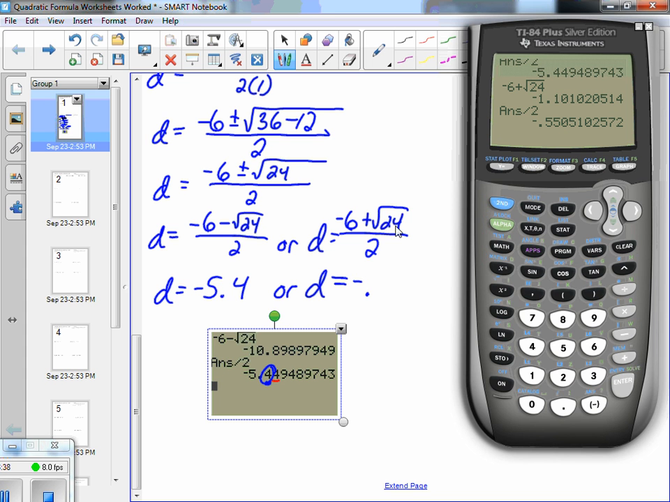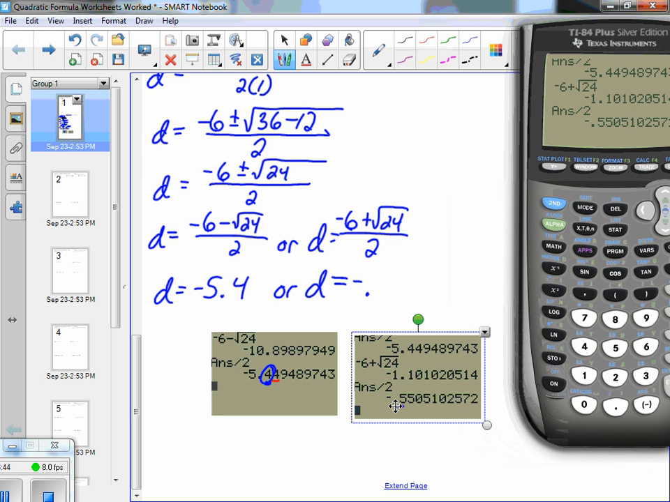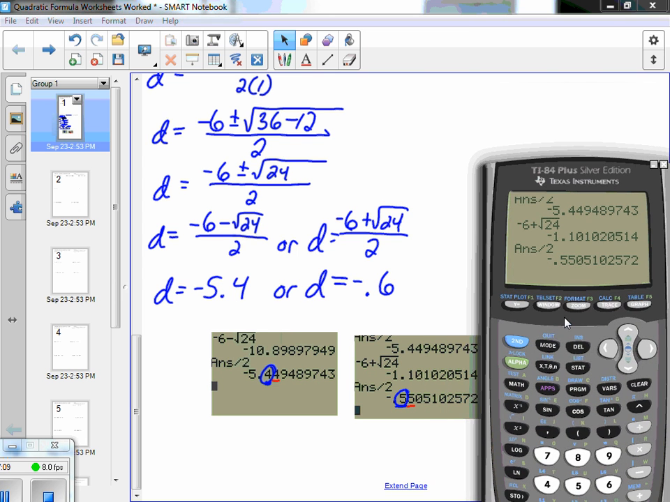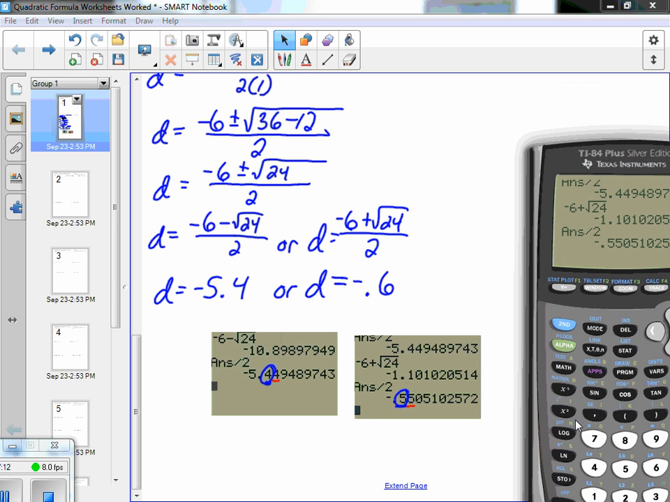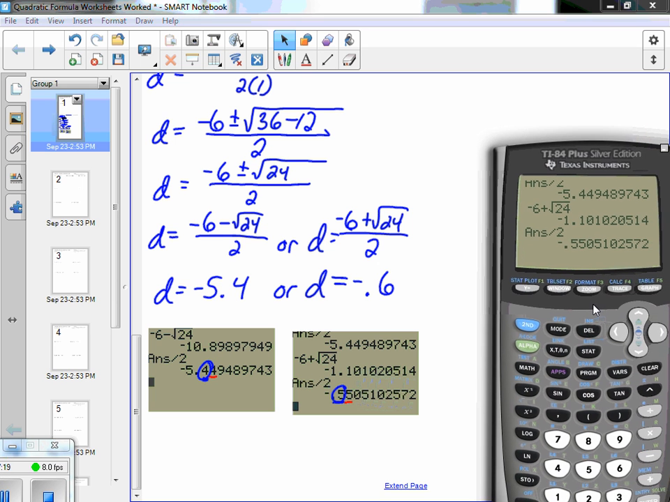All right, on this one, to round, this 5 is in the 10th place. We look at the digit next to it, which is a 5. 5 and bigger, round up. So if I round this 5 up, -0.6. Any questions?